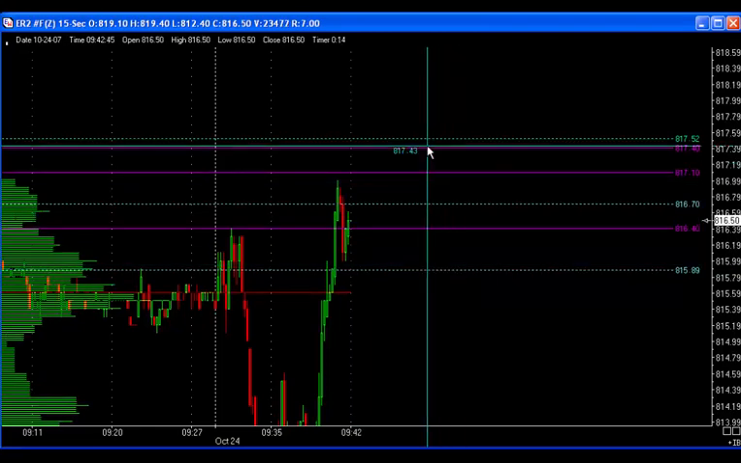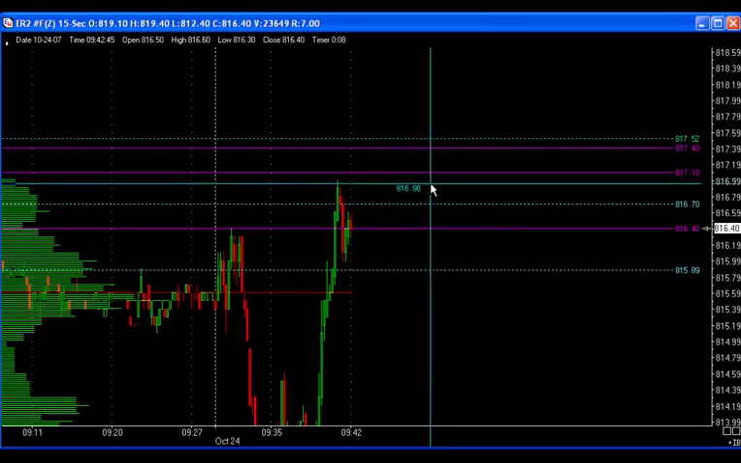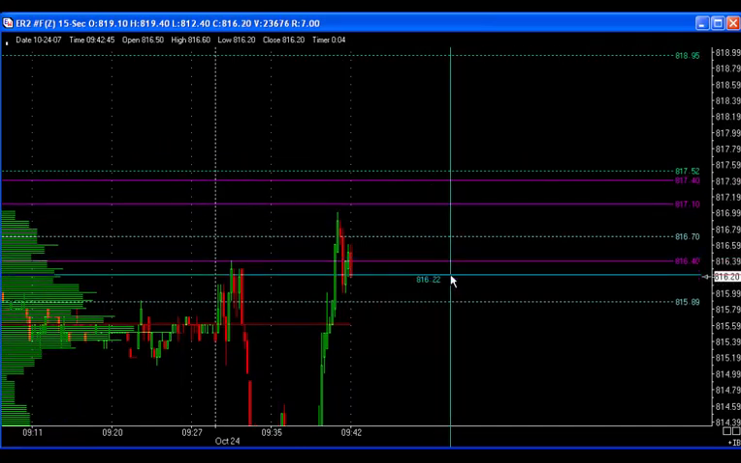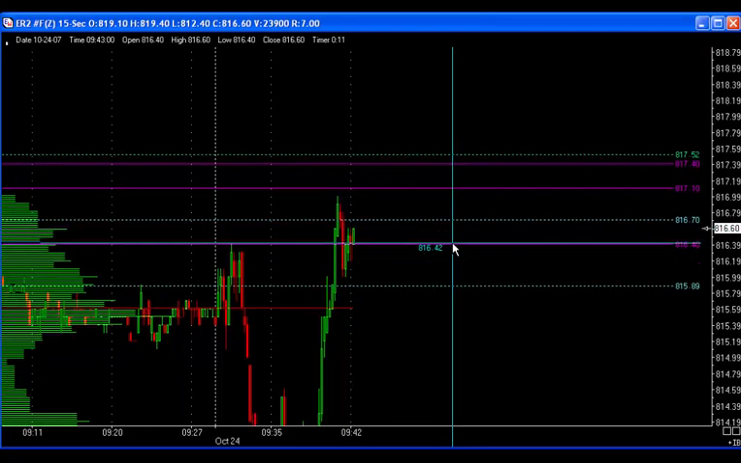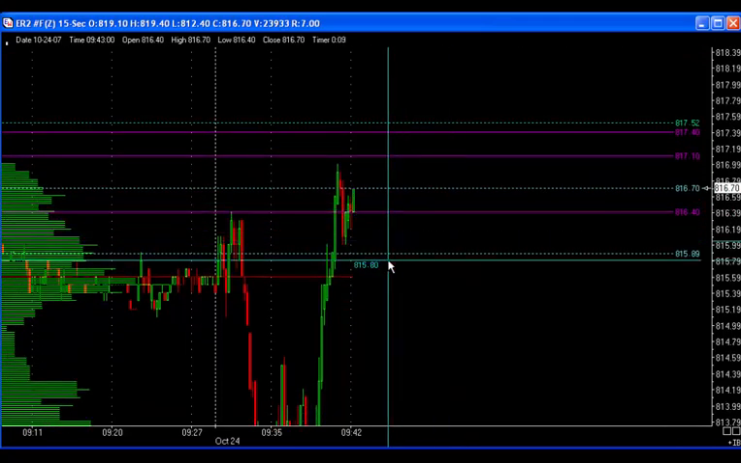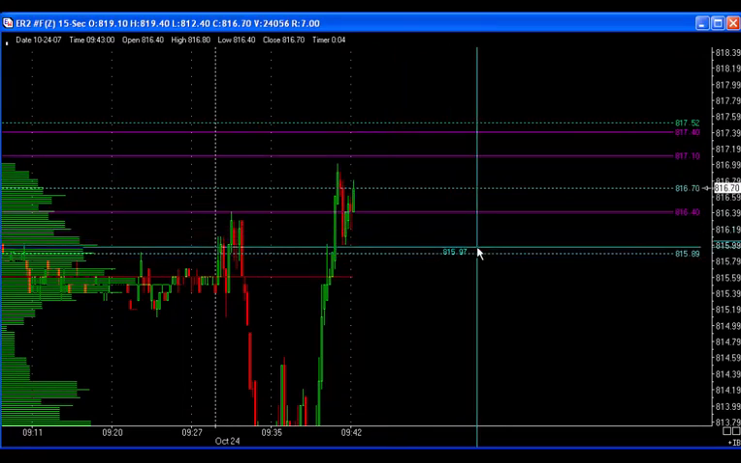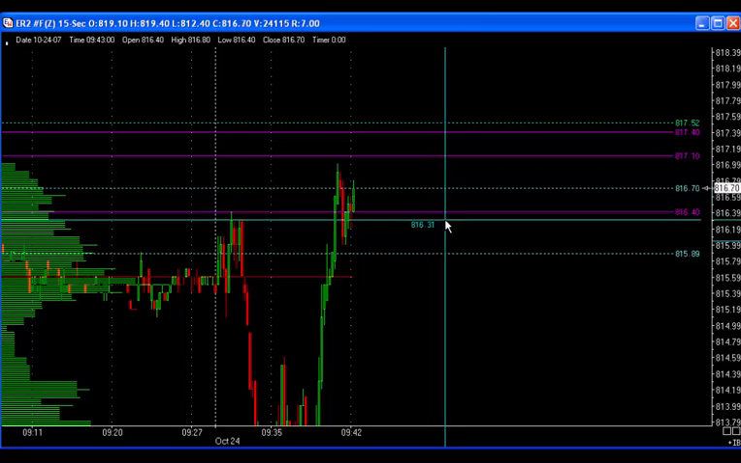Now again, my expectation is we get to the first standard deviation above a VWAP, 817.52, and we should continue on up. And for the moment, we're just oscillating between two VWAPs here. This is a congestion zone.